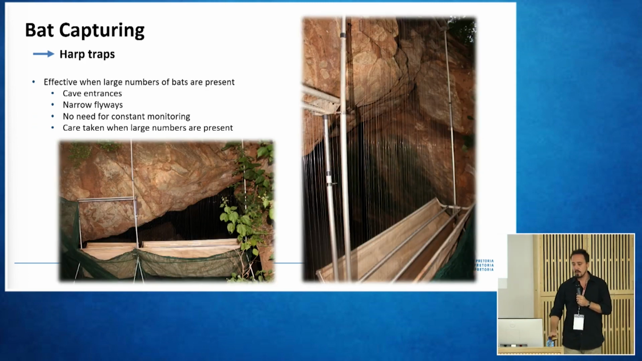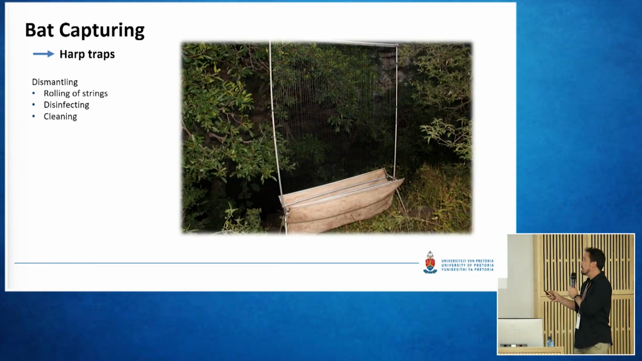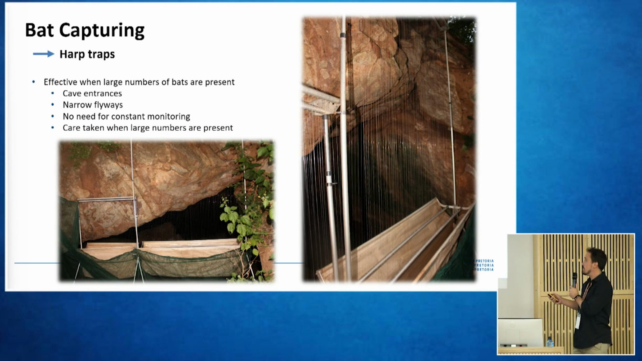So the next method is harp trapping. What makes harp trapping very handy is that it's useful in front of caves because it can handle a large number of bats. It's called harp trapping because the strings on the trap are pulled tight, so it's basically like a harp. The idea is that the bats fly into these strings and fall into the collection bag at the bottom. So as I said, it's handy in front of caves when you expect large numbers of bats coming in.